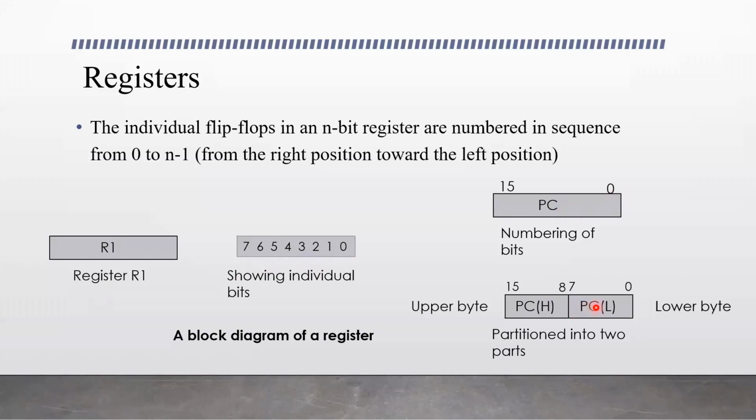It can also be partitioned into lower bits and higher bits and referred to this way. PC of L defines the lower half bits, the least significant half bits of the register PC. And PC of H, if you write H within brackets, refers to the higher order bits of the register PC.